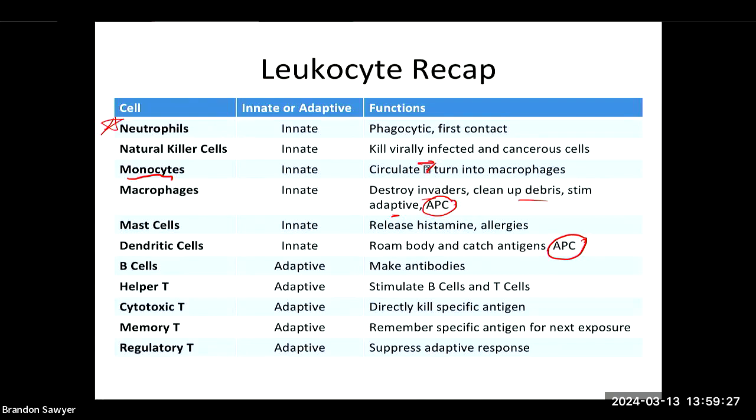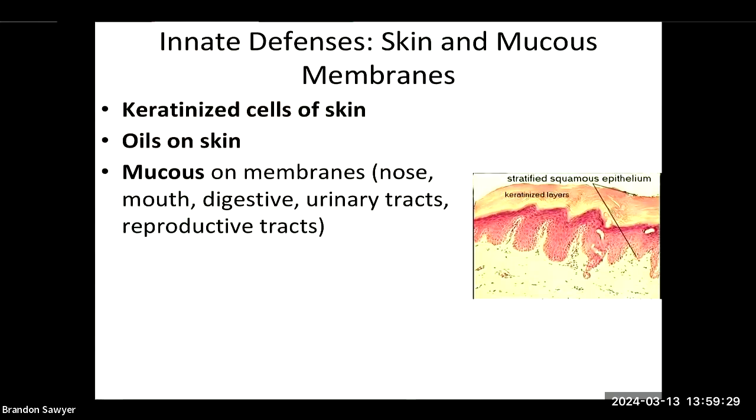Okay. All right, so let's talk about some specifics of the innate side of the immune system, and then Friday's class we'll talk about the adaptive side. Okay, so obviously again, that first line of defense is to block things from coming in, right? So the skin and the mucous membranes are key for that, right? We've talked about all this stuff.